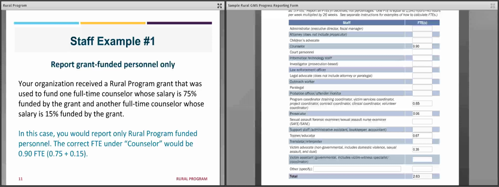In this first example, we're focusing on how to report grant-funded personnel only. Say your organization received a rural program grant that was used to fund one full-time counselor whose salary is 75% funded by the grant, and another full-time counselor whose salary is 15% funded by the grant. In this case, you would only report rural program funded personnel. So the correct FTE under counselor would be 0.90, which is 0.75 plus 0.15. That's the 75% plus the 15%.